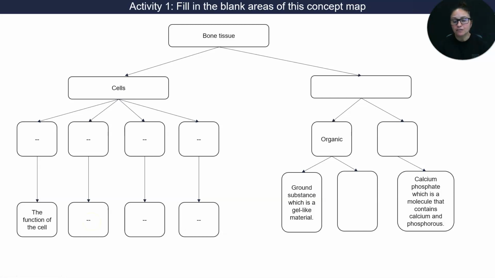Right, so the first activity I want you to do is fill in the blank spots of this concept map. This concept map looks at what bone tissue is actually made out of, and we know that it's connective tissue. So I want you to add in the information regarding what cells live there and what's in the matrix. Remember that connective tissue is made up of cells in a matrix.